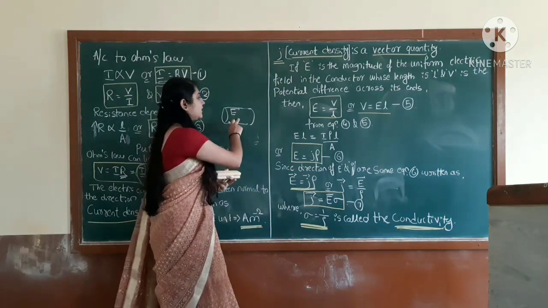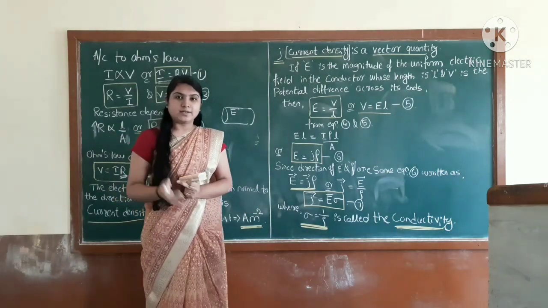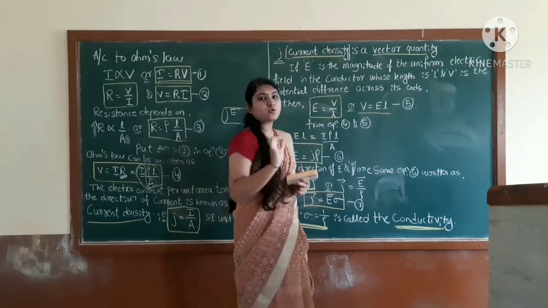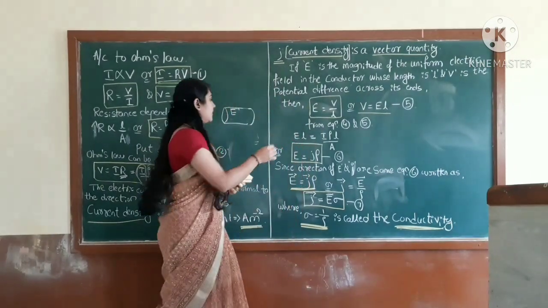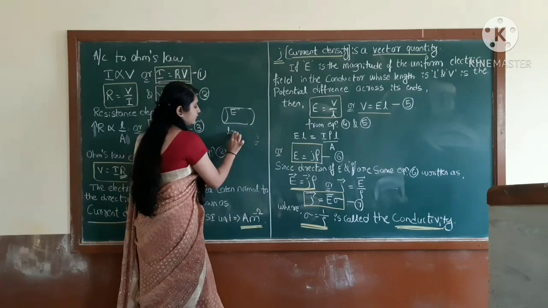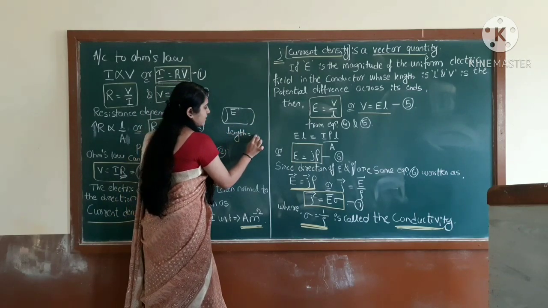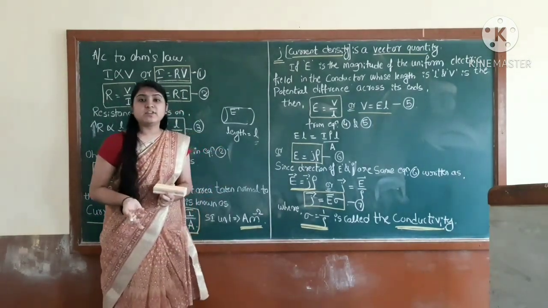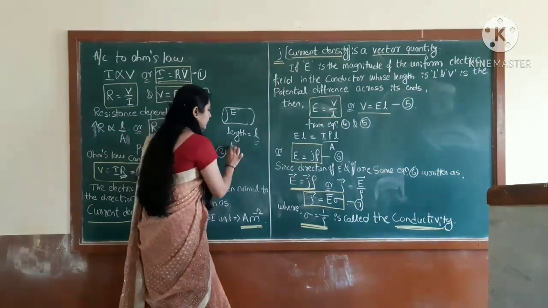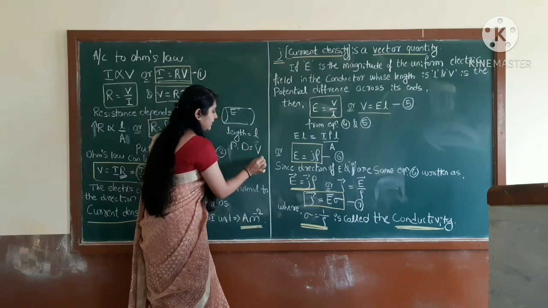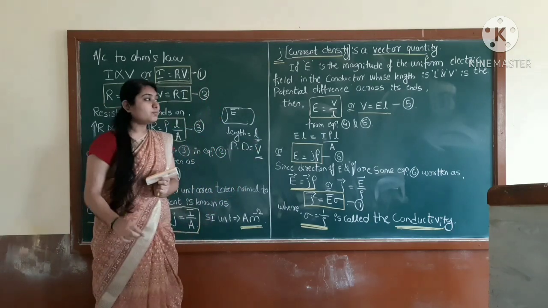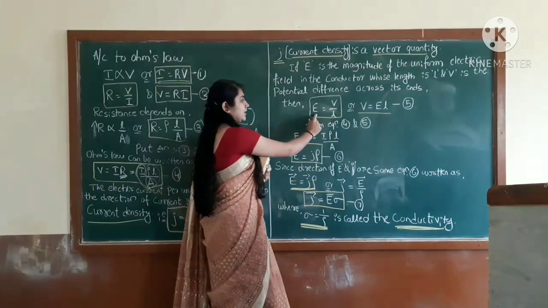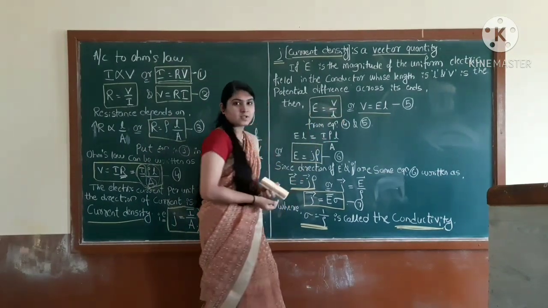So now I am considering a uniform electric field in the conductor whose length is L. The conductor length will be L and the potential difference will be V. So I can write the electric field as E is equal to V by L, right?